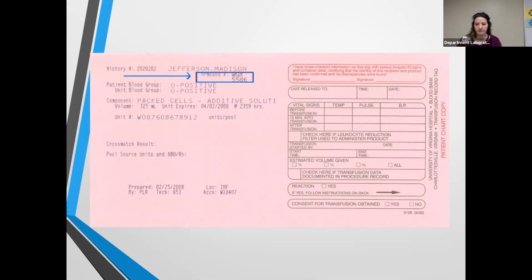Okay. And then notice here is your tech information. It has the date that the cross-match was performed, the initials of the tech, and it even has what order number it was on. That's your accession number right there. All right. So we learned about the delivery times of over 4 hours.